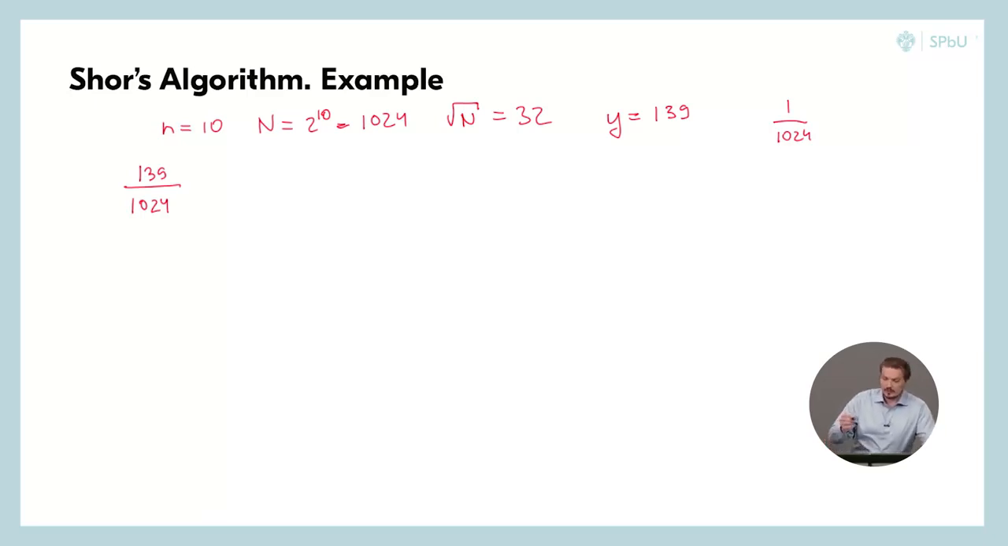which has the denominator less than 32. So how do we do it? We invert this fraction like this, which equals 7 plus 51 divided by 139. And this is our first estimation, 1/7.